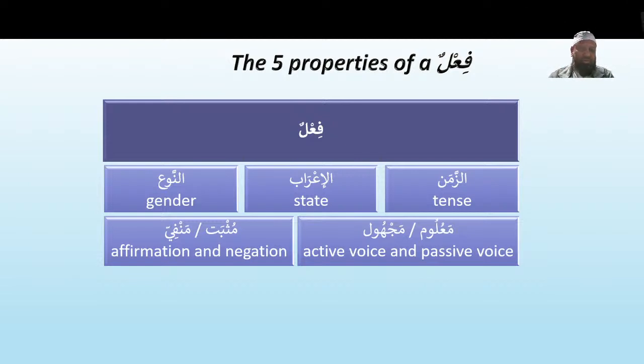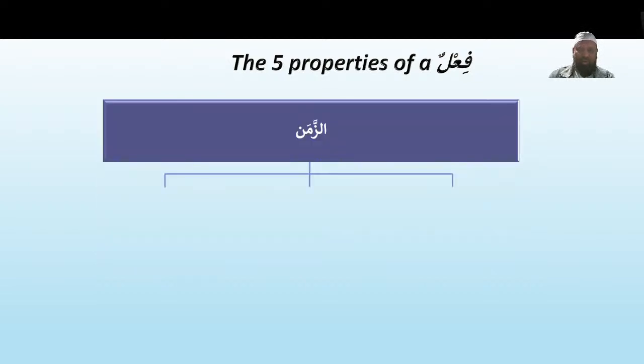Muthbatun is the affirmation, and manfiyun is the negation. So far, all the examples we have done or are doing are muthbatun, okay? The affirmation sentence gave us the meaning of affirmation, right? So these are the 5 types or 5 properties of fi'l. Let's move on quickly one by one.